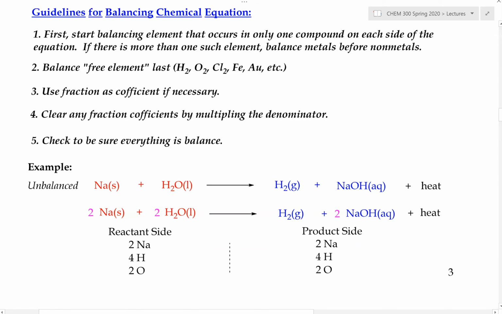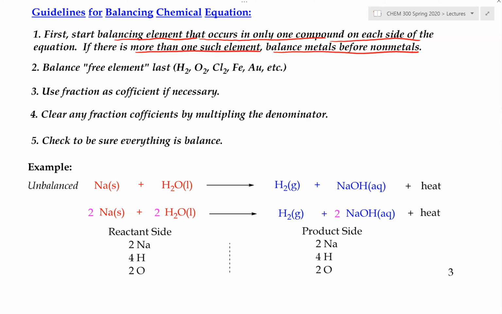First, start balancing the element that occurs in only one compound on each side of the chemical equation. So look for the element that exists in only one chemical substance on both the reactant and the product side. That is something that we balance first. And if there's more than one of those elements, then balance the metal before the non-metal. We'll go over an example in a little bit to make sure this guideline makes sense. Well, let's actually go over it right now.